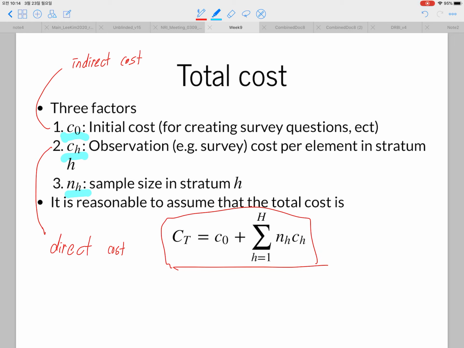Thus, it is reasonable to assume that the total cost is a linear function of n_h and c_h, something like this. And c_0 is the initial cost, and then we have the per-stratum cost. So n_h times c_h will be the total cost in stratum h, and then since we have capital H strata, we should add up.